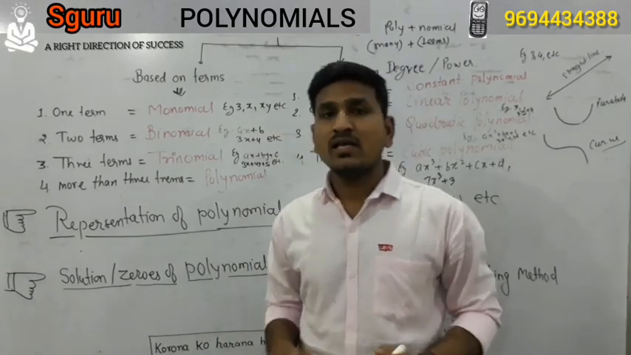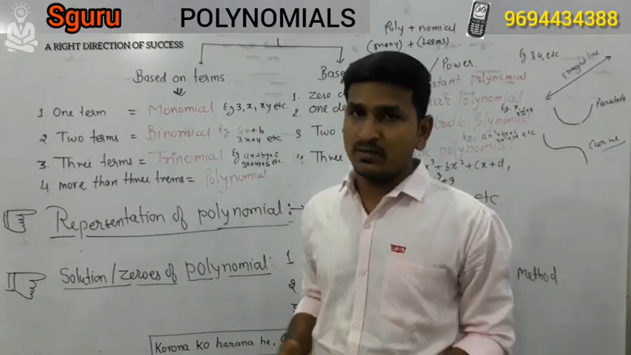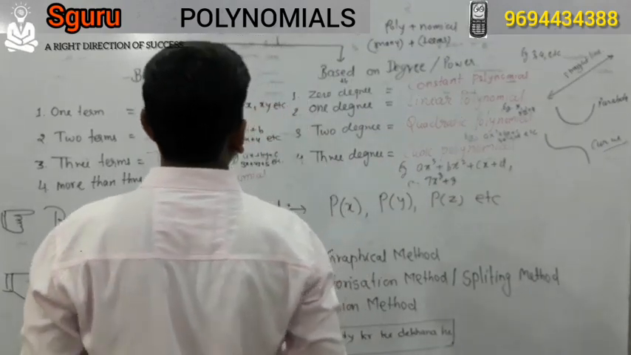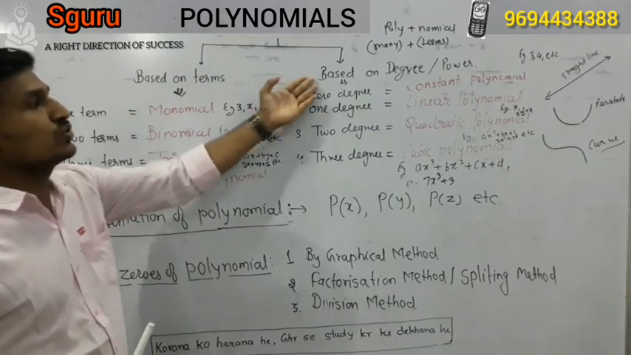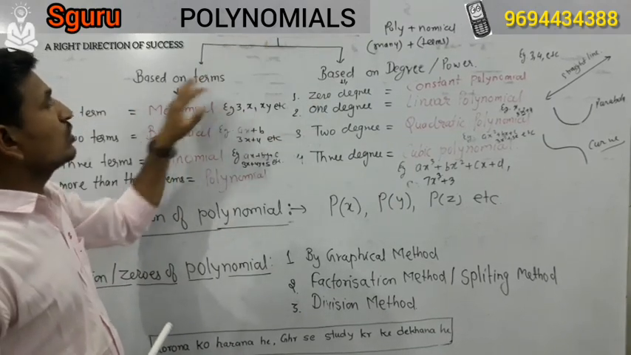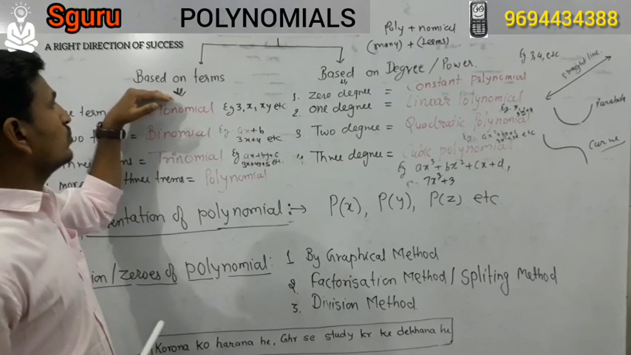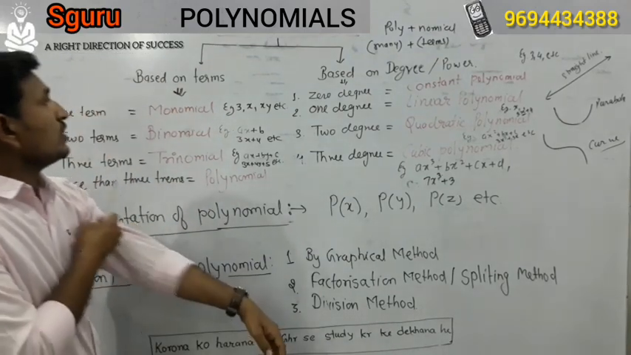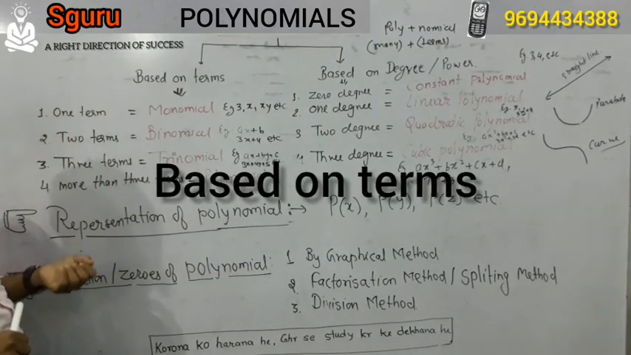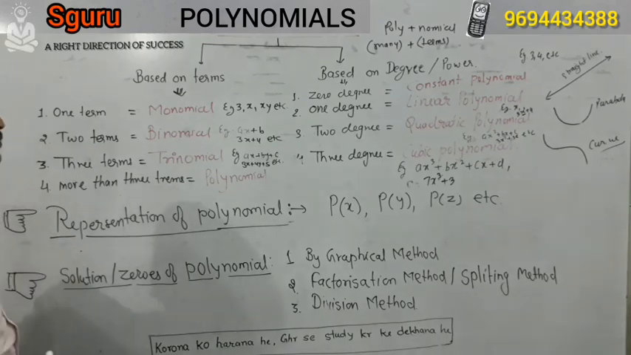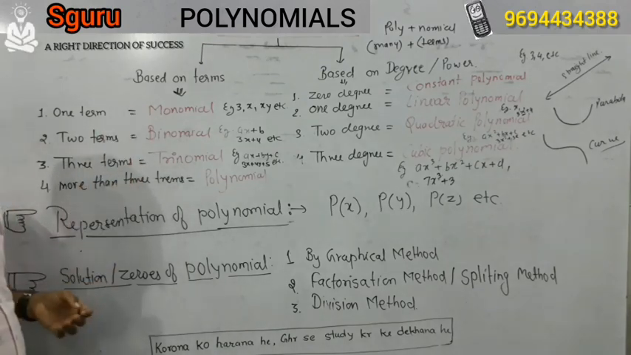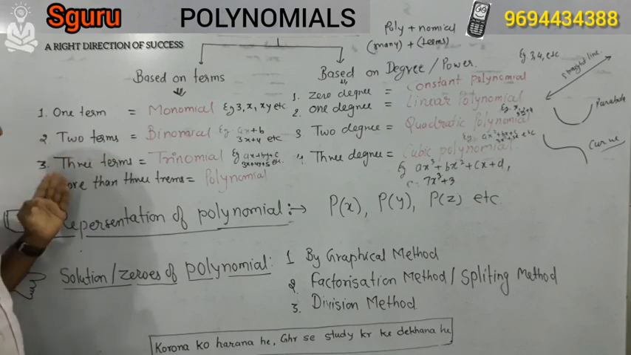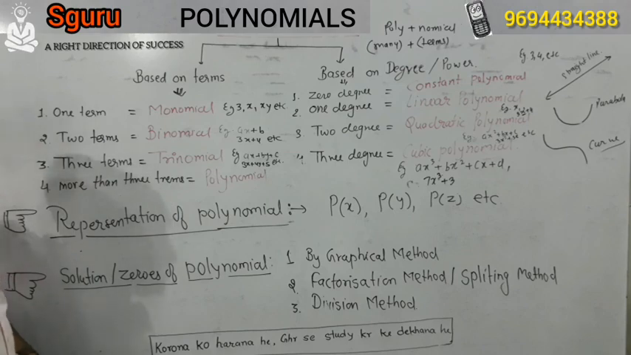एक ऐसा algebraic expression जिसमें कई सारी terms हो उसे polynomial कहते हैं. Understand? Okay. Then further we classify the polynomial in two groups. हम polynomial को two groups में divide करेंगे. In the first group based on terms and second group is based on power. In the first group based on term, there are following types of polynomials. First, one term polynomial, two terms polynomial, three terms polynomial, and more than three terms polynomial.